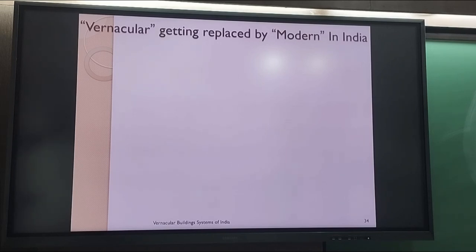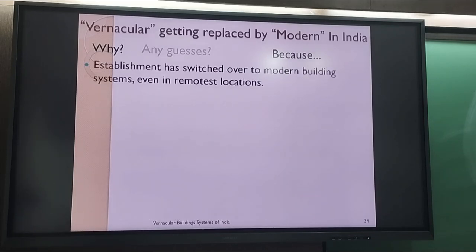All right, so vernacular getting replaced by modern in India. What we were talking about earlier, and why this is happening. So, based on what I've said, make some guesses why it is changing. So, let's see. The establishment has switched over to the modern building system. See, when you have engineers knowing only about cement, concrete, and steel, obviously they're part of the system. They're part of the government engineering system. That is what they propose.